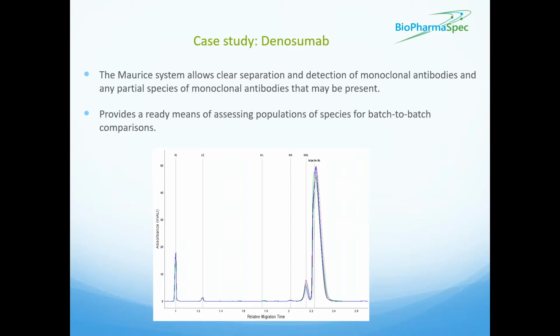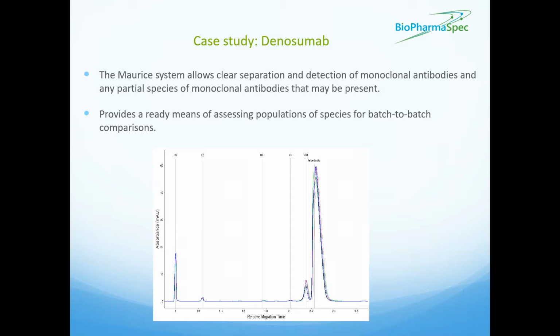Now, you can assess for this very easily using the Maurice system. It gives very clear separation of monoclonal antibodies and any partial species that may be present. And this data here represents 6 batches of denosumab, which is used to treat bone loss. And in it, you can see that we have a large amount of the intact monoclonal antibody, as you would expect, but also there are smaller amounts of other species present as well. And they've been labeled here as light chain, a heavy light chain dimer, a heavy heavy chain dimer, and a heavy heavy light chain trimer.